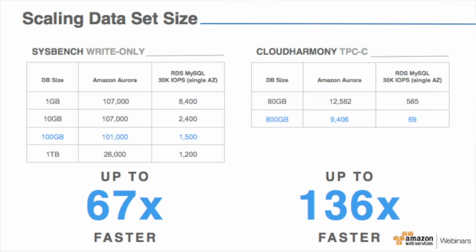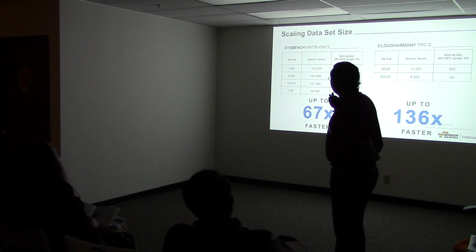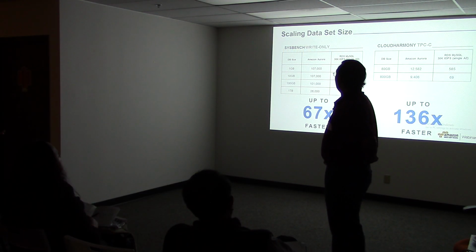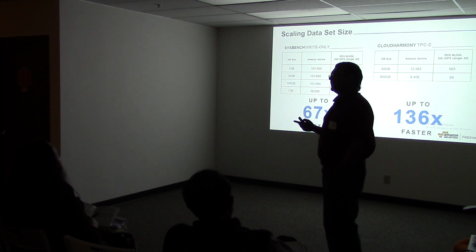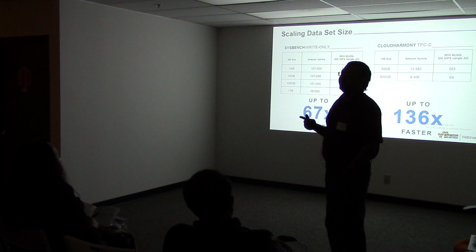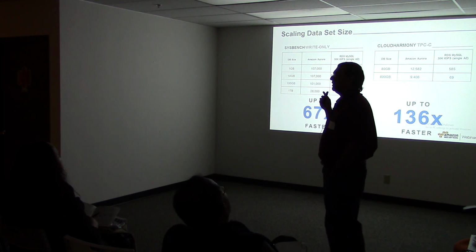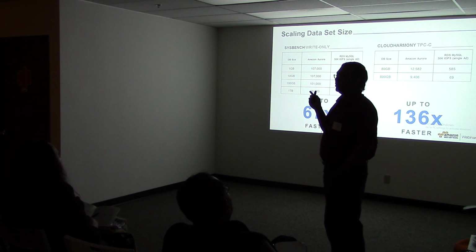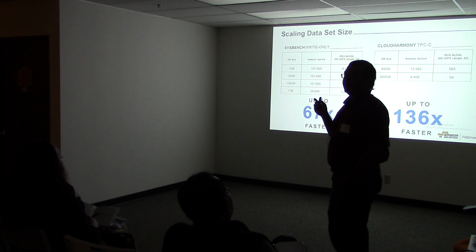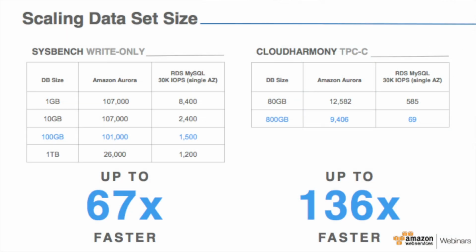We also scale the data set. This is trying to figure out when you don't really fit in the cache, right? If you look at the Aurora numbers, we increase the data set size from 1 GB all the way to 1 terabyte. And remember, this is running on an 8XL, so we have 244 GB of cache. So all the way up to 100 GB, it's actually fitting in the cache, right? And when you go from 100 GB to 1 terabyte, that's when you fall off the cache and you're hitting the storage and you're not getting all the cache effect, right?